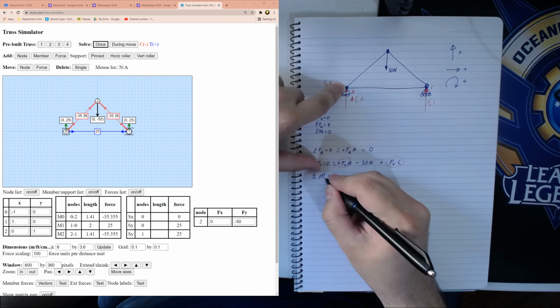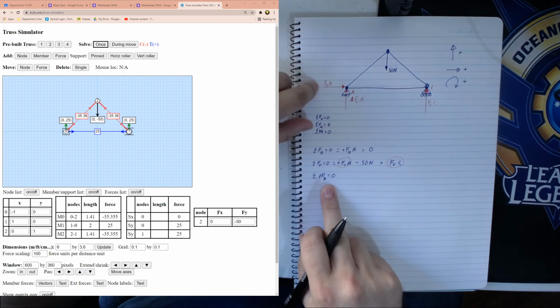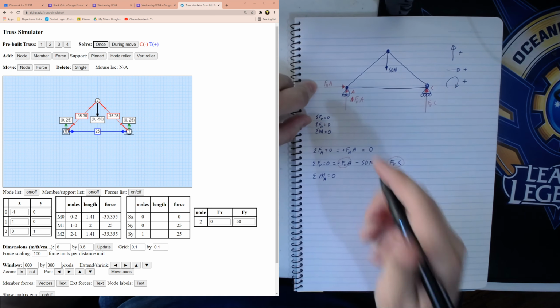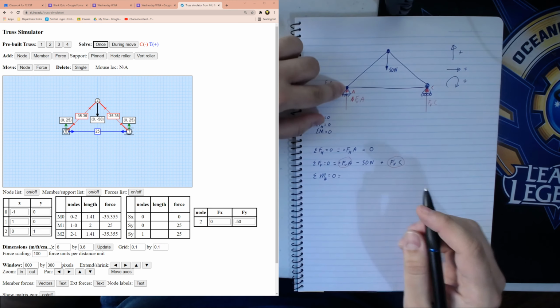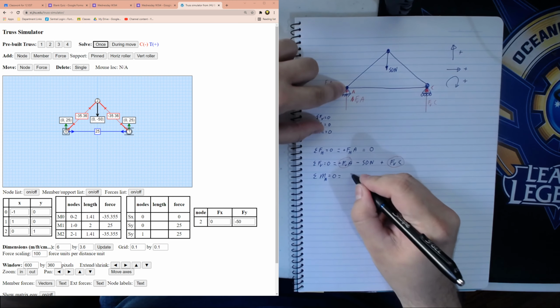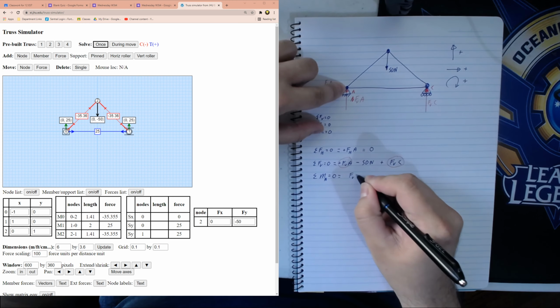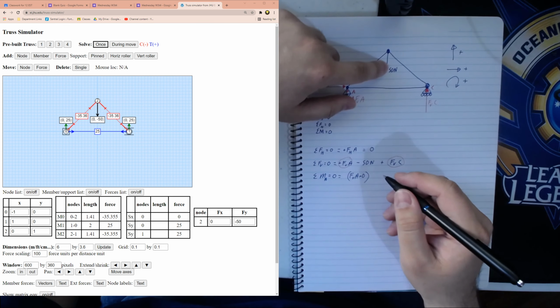We want to do sum of all moments. Let's find it around point A, just so we can explain what's happening here. And clockwise is going to be our positive. We have our first point over here where we have force VA times 0, because its distance is 0. So we could eliminate that one, but I'm just going to write it to show you that we eliminated it. And that would be 0. It doesn't matter if it was positive or negative. Then let's do this 50 over here.